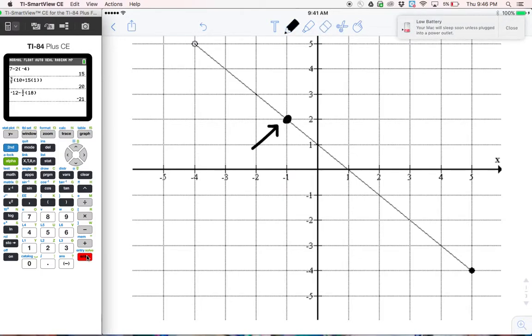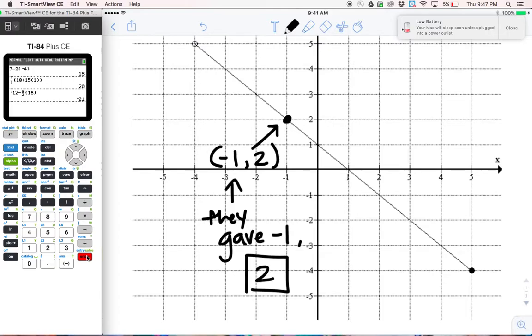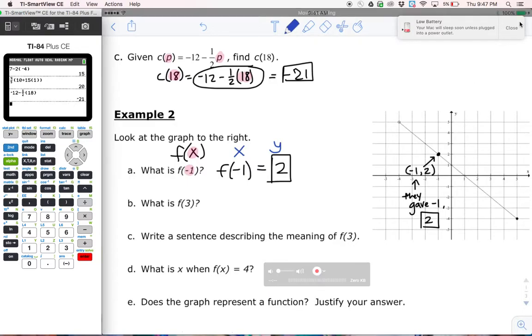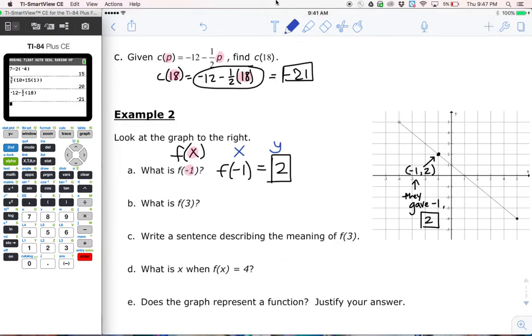Right? What's the coordinate of this point? That would be negative 1, left 1, up 2, negative 1, positive 2. So they gave me the negative 1. 2 is my answer. Okay, 2 is the thing that we had to find. So when I'm writing my answer to this, I would say f of negative 1 is equal to 2. Right? You can also think about this as the negative 1 was my x. The answer that you're finding is the y. Okay? All right. Look at the next one.